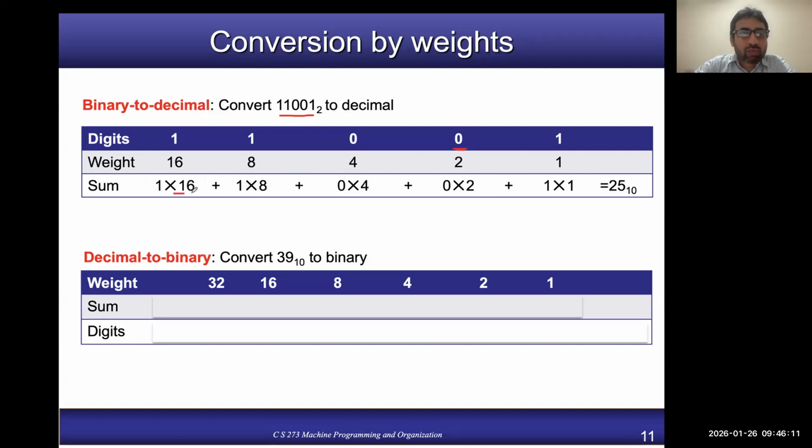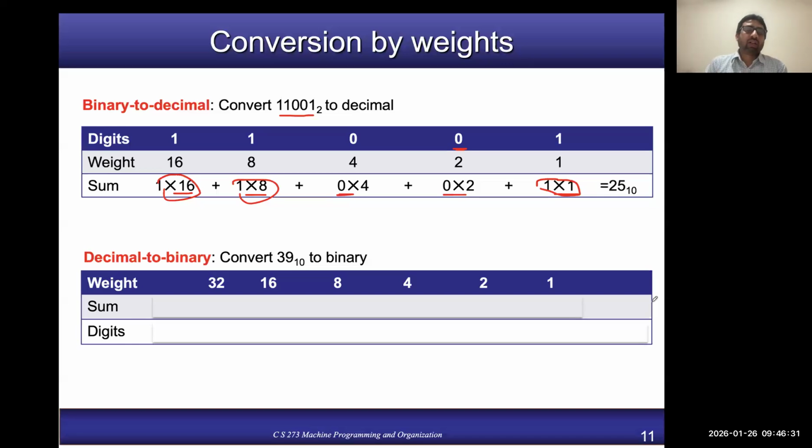So here it will become 16, 8. So this will be 4. Sorry, this will be 0. This will be 0. This will be 1. So what you will do is 16 plus 8 plus 1. When you do the sum, it will be 25. Okay.